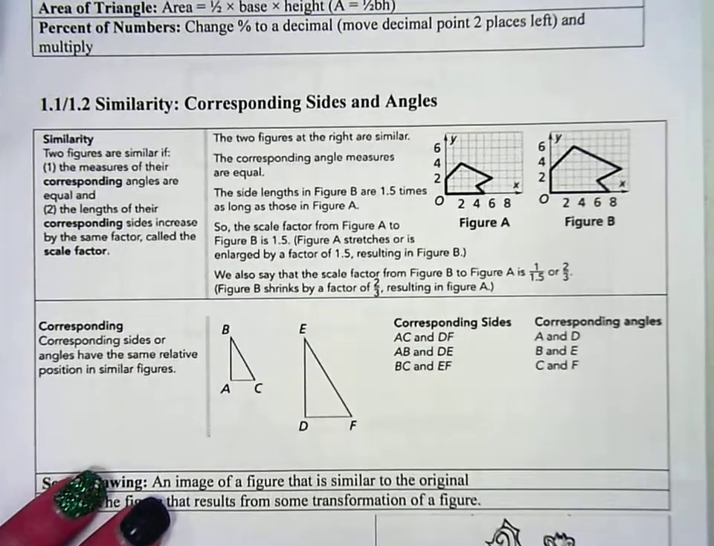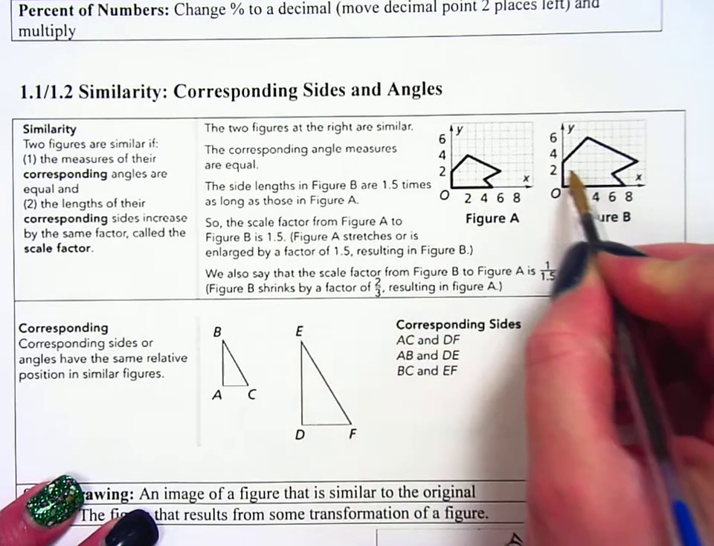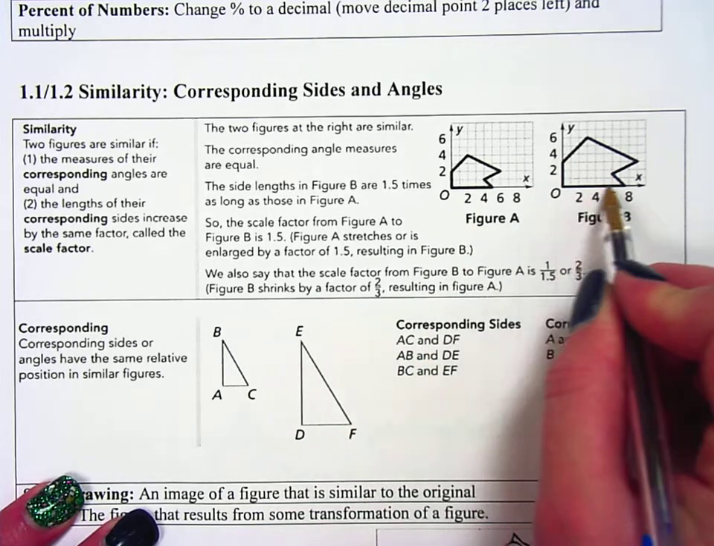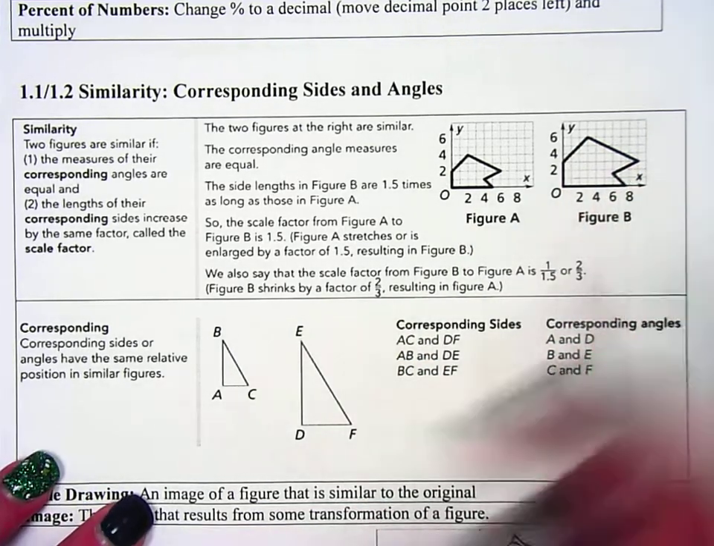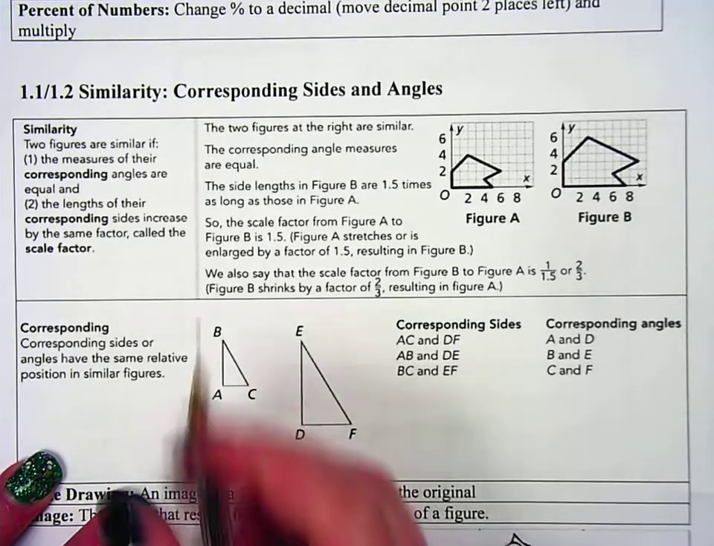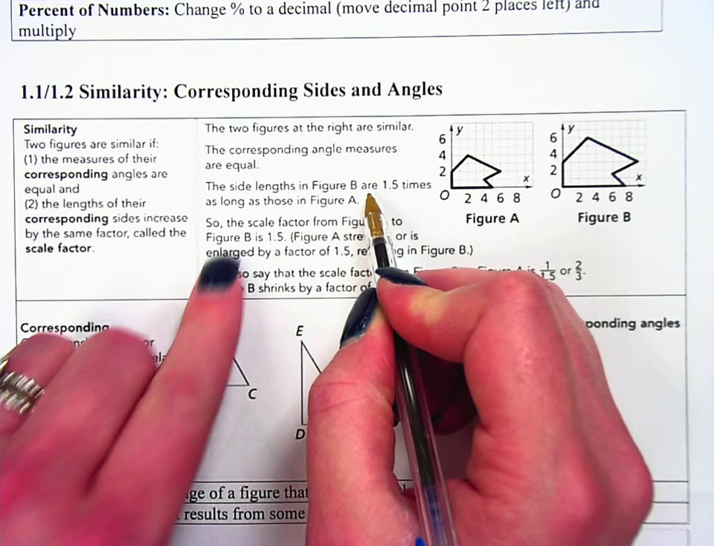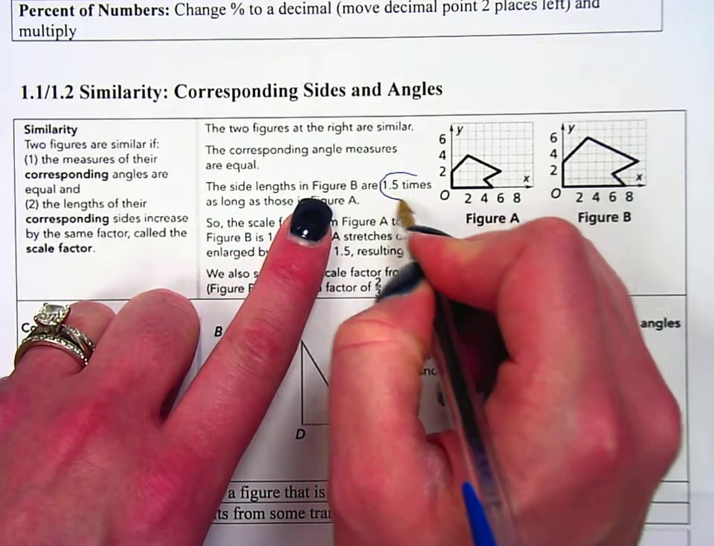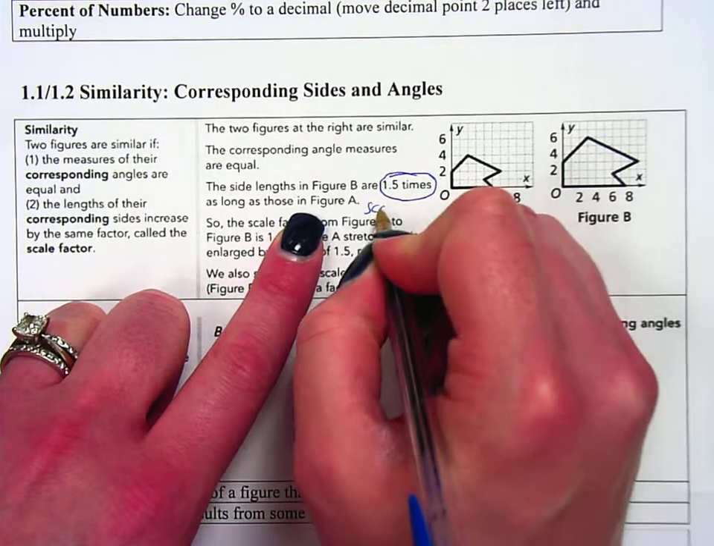So over here in this picture, you'll notice that this length was 2 and it grew to 3. This length was 5 and it grew to 7. These diagonal ones are kind of hard to count in a box, but what we're going to discover as this unit goes on is that the scale factor is what I times them by. So it says in this picture, the side lengths in figure B are 1.5 times those of A. That's what we call our scale factor.